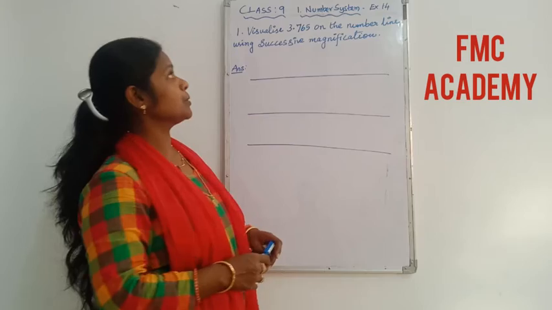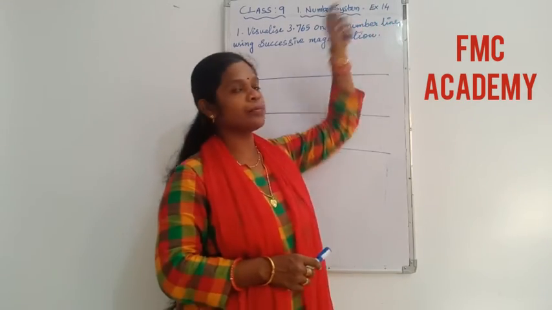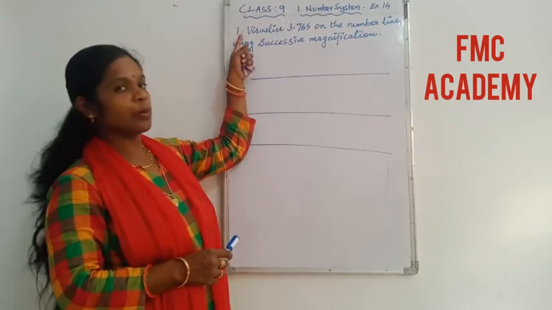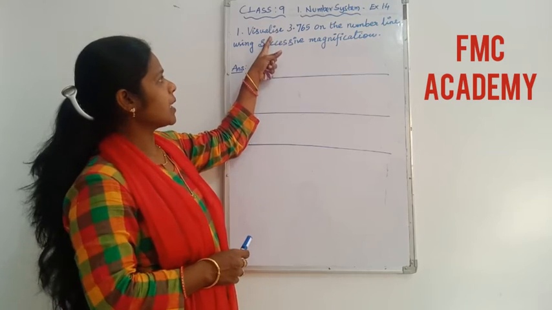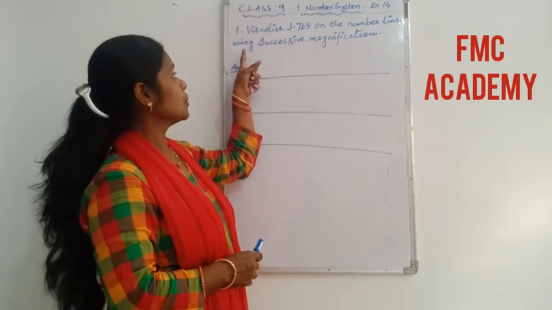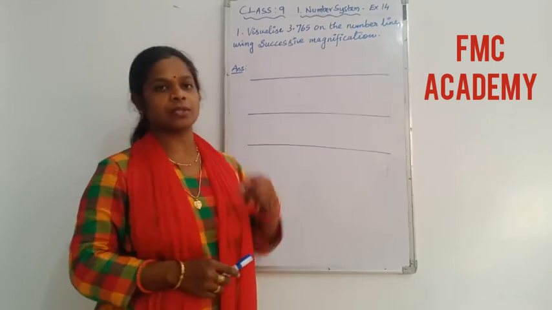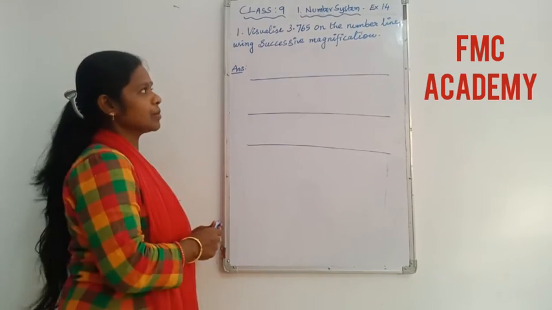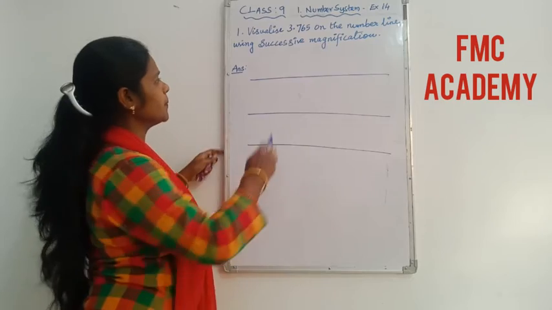Today I am going to start exercise 1.4. Question number 1. Visualize 3.765 on the number line using successive magnification. Okay, so here let us start the sum.